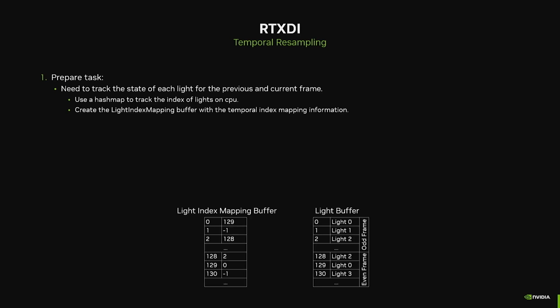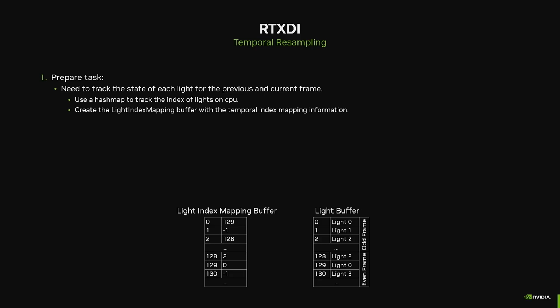So we have the light buffer. With the first part of the light buffer, we store lights in the odd frame, and the second half we store the lights for the even frames. And then we have the light index mapping buffer that will map those indices from the odd frame to the even frame and even frame to the odd frame.